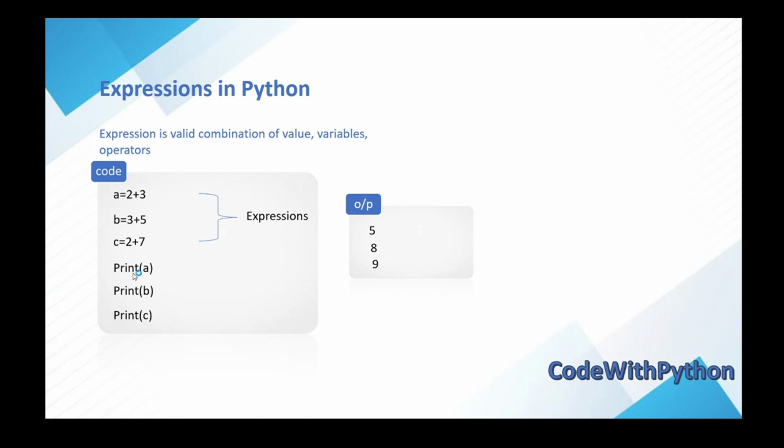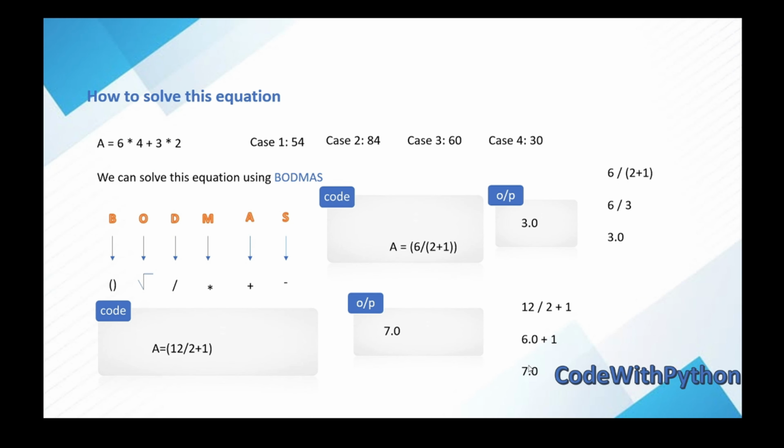So print a. This print statement will search for a. What is a? a is 2 plus 3, which is nothing but 5. It should print 5. Then print b searches for b. It will go to b, and what is here? 3 plus 5, which is nothing but 8. So it will print 8. Then print c will also search for c. What is c? c is 2 plus 7, which is nothing but 9. So print c gives 9. 5, 8 and 9 are the outputs. So till now it's clear, right?